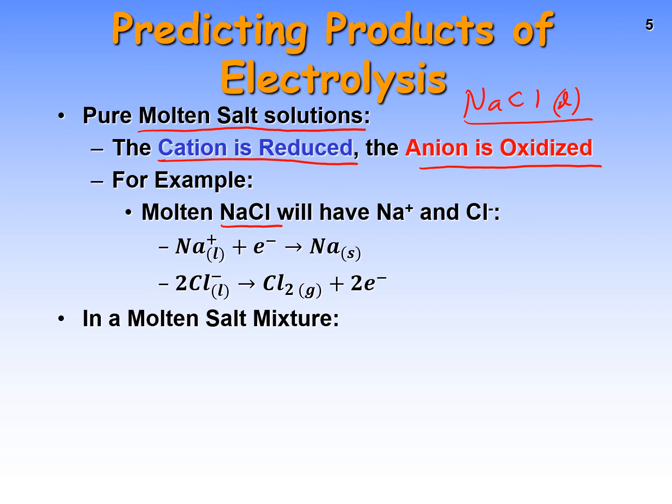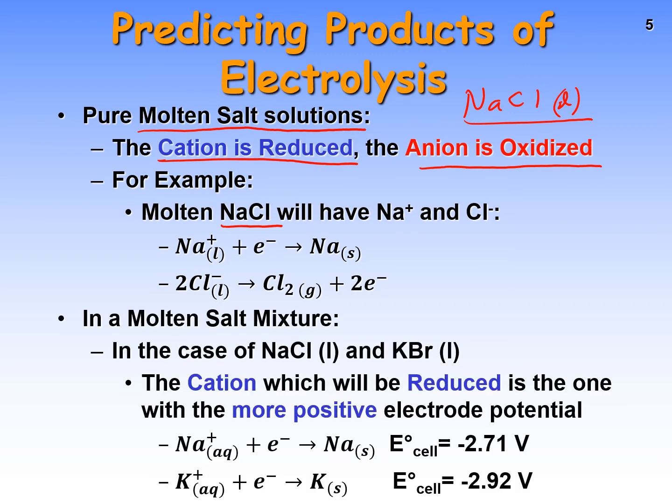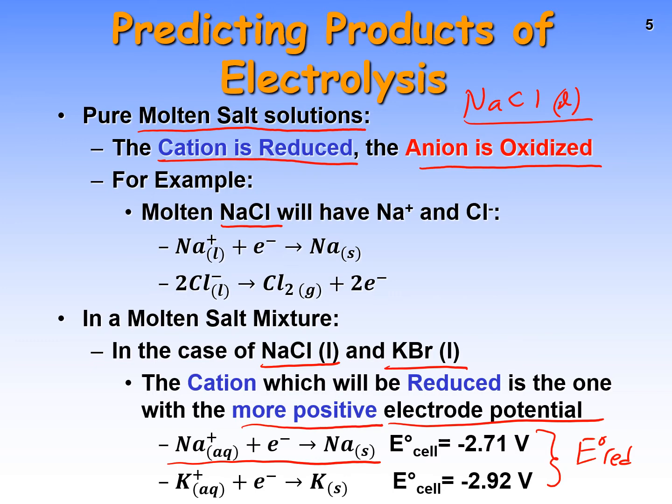In a molten salt mixture, this gets a little bit trickier. If we have these two both present, the cation which will be reduced is the one with a more positive electrode potential. So these are basically just E0 reductions. The one that's more positive is going to be the one that actually gets reduced. So in this case, it's going to be the Na because it's slightly more positive than the potassium.